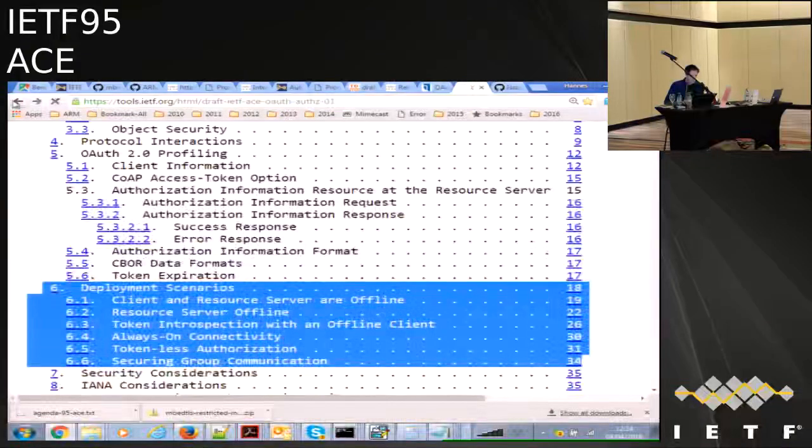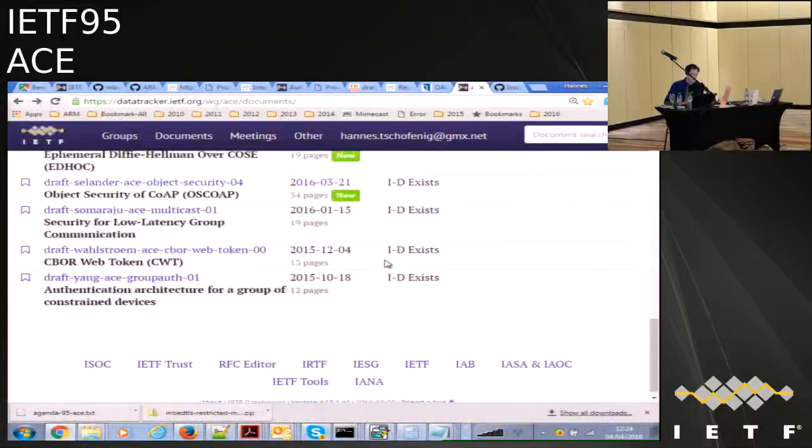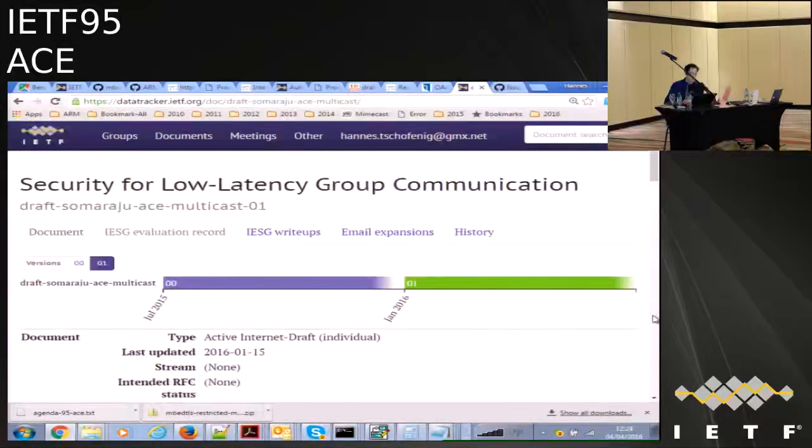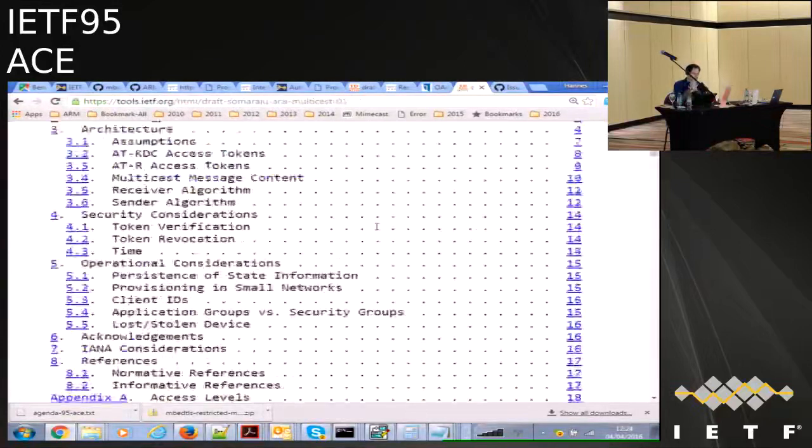And since the authors of the document, neither Apinav nor Sandeep, are actually here at the meeting, I would just very briefly point you to the multicast document. It's called multicast, but it's actually a document describing low latency communication, specifically the keying for it. So you could call this a profile in some sense, because it defines how the existing ACE OAuth framework can be reused and extended to support multicasting messages. And it specifically talks about one use case from commercial indoor lighting.